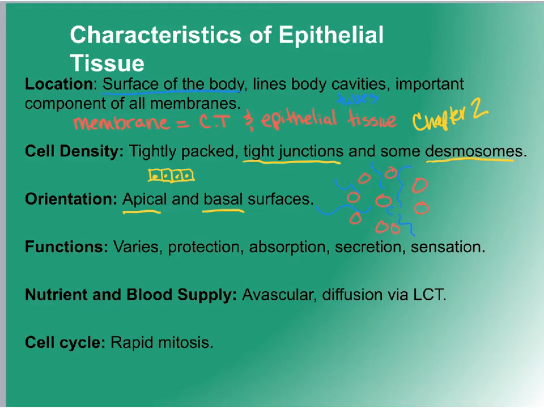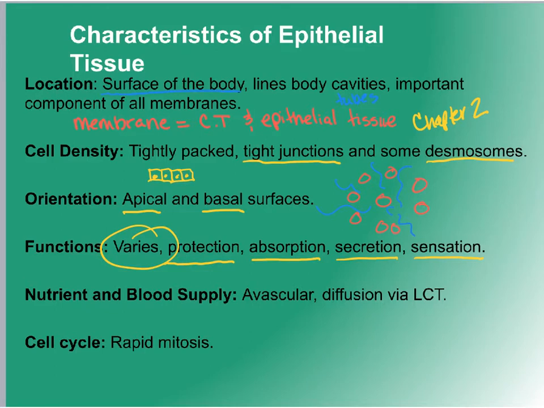Functions of epithelial tissue are going to vary depending on the structure of the tissue and the location of the tissue. In general, we can say that epithelial tissue offers protection. Some types of epithelial tissue are used for absorption. Some are used for secretion. Some perform sensation. So again, the functions will vary depending on a couple of factors, and I'll get more specific about this in a minute.